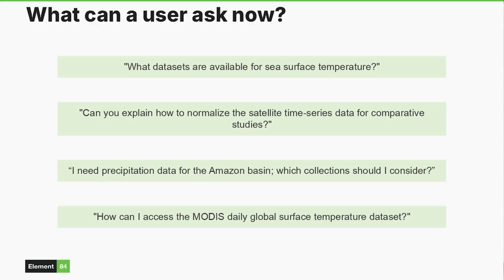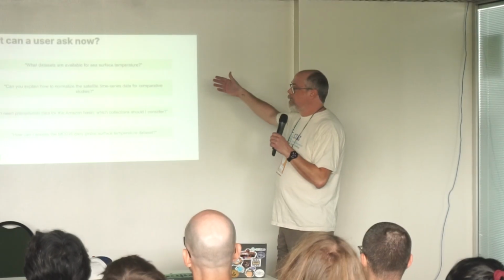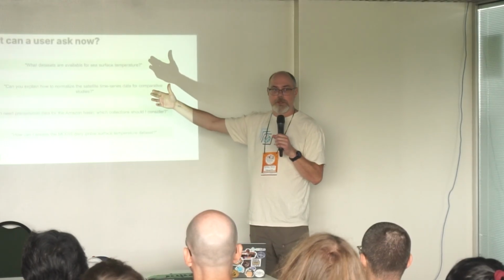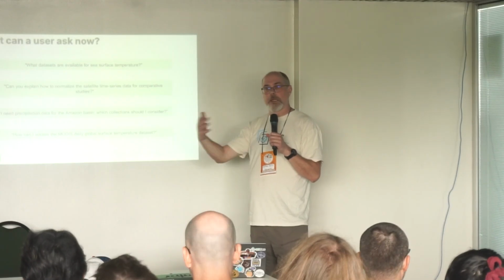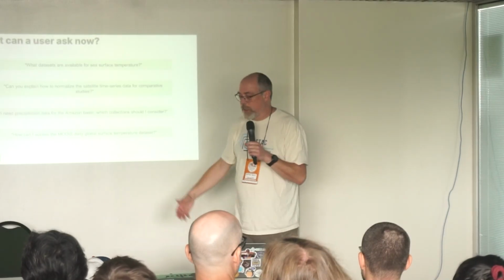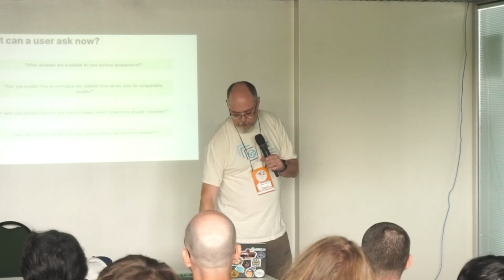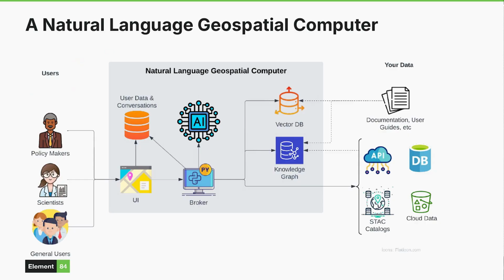Well, first, what can a user ask now? We've seen the rise of large language models. If you go to ChatGPT and ask these questions, you'll actually get some pretty decent answers, right? Like you can say, what data sets are available for sea surface temperature? And you'll get some clues and some direction on what you should be looking at and how you can access it. How can I access MODIS data? It might not be entirely correct, but you can get a lot of the way right now with this. But this is a far cry from the previous questions that we had.